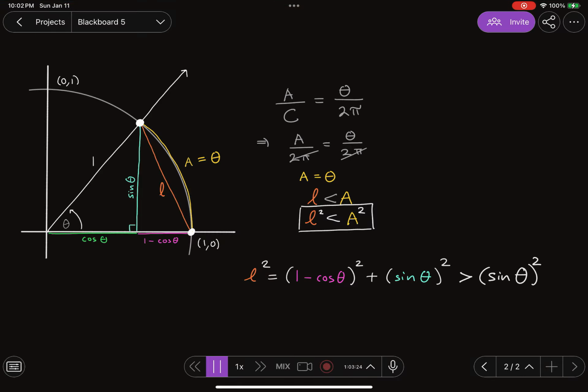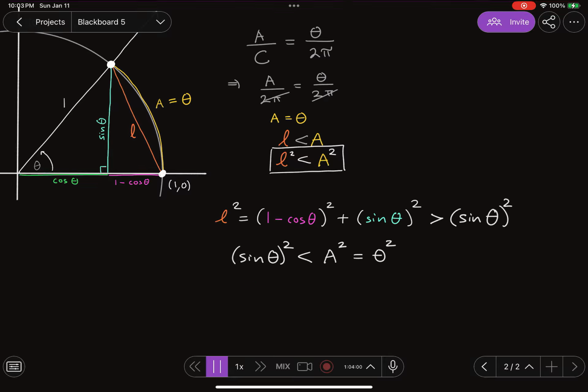So here's what I want to do. Sine of theta squared is less than L squared, and L squared is less than A squared, or theta squared. So what that means is sine of theta squared is less than A squared. Let me write that down. And A, of course, is equal to theta.